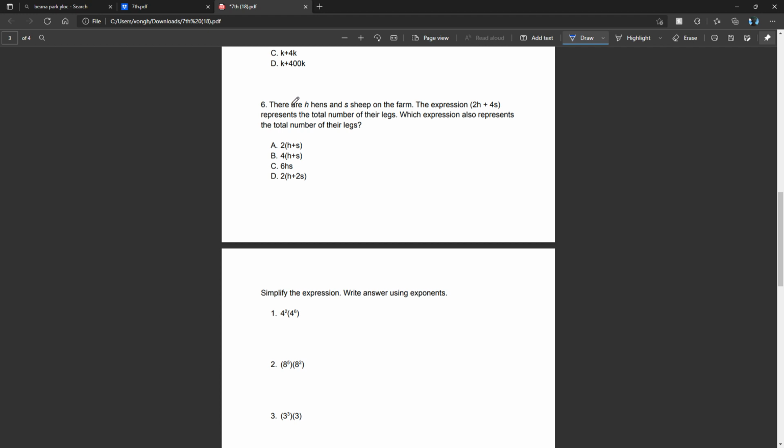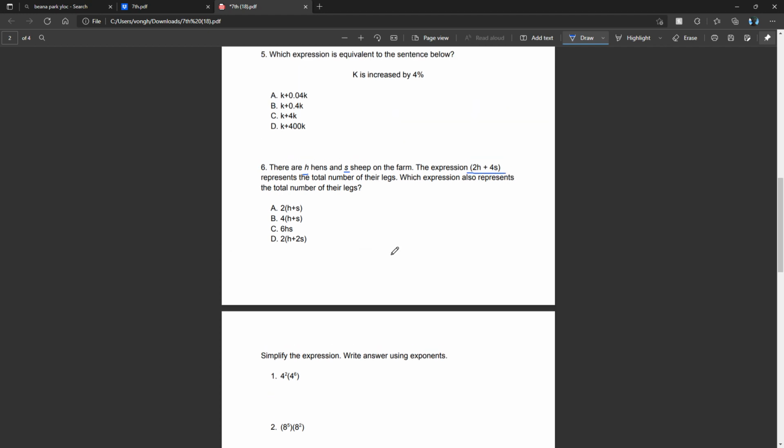Okay, so there are H hens and S sheep in the farm. The expression's right here. This is the same kind of question, it's asking which expression is the same. So we have 2H plus 4S. Now, let's look at our answer choices. Here they took out a 2, you have 2 times parentheses H plus S. Now if you distribute this 2, you won't get this answer, so it's not it.